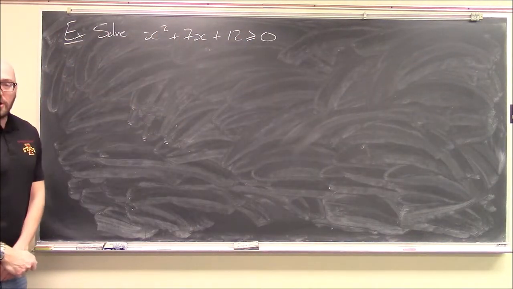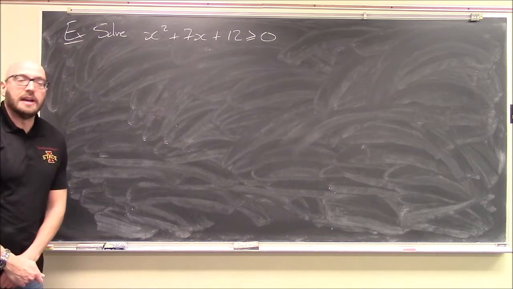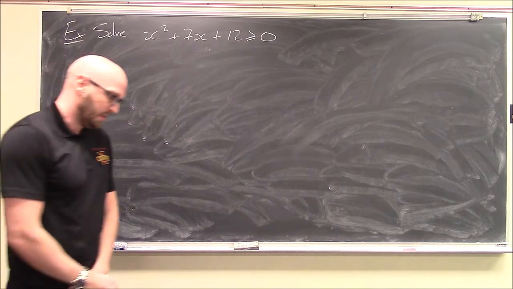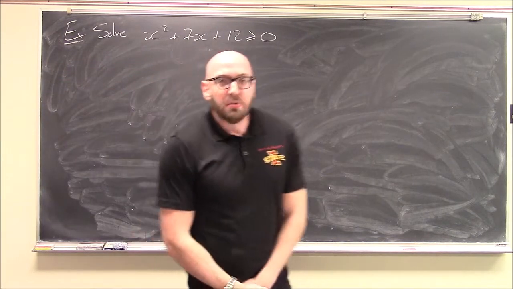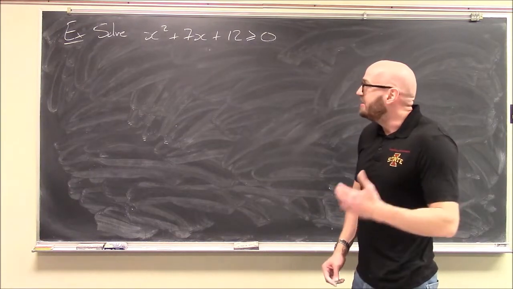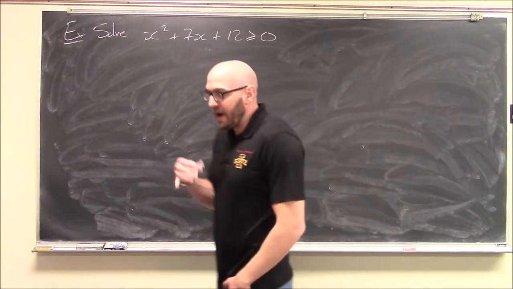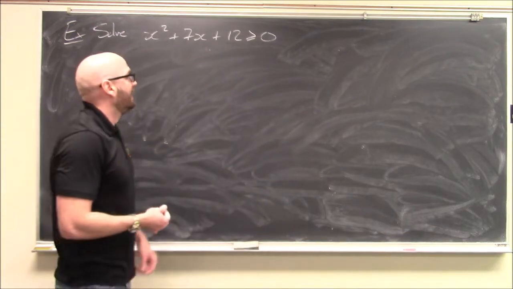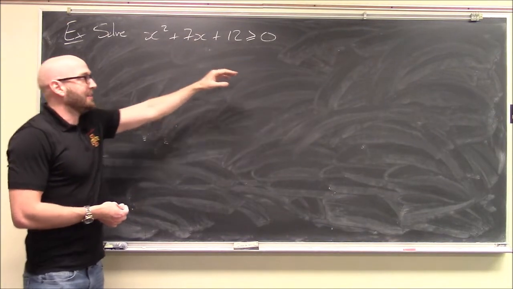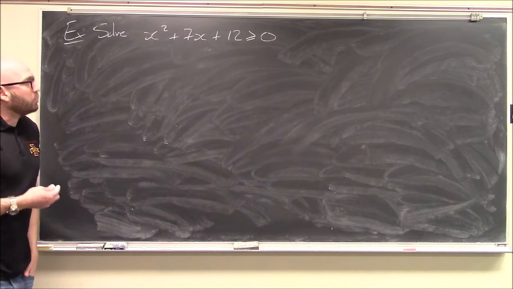So here's an inequality. Solve the following inequality: x squared plus 7x plus 12 is bigger than or equal to 0. We've solved inequalities already, but they were linear inequalities, and because they're linear, they're much easier to solve than quadratic inequalities, or inequalities involving higher degree polynomials. In general, those are quite difficult, but with quadratics, there's a trick.